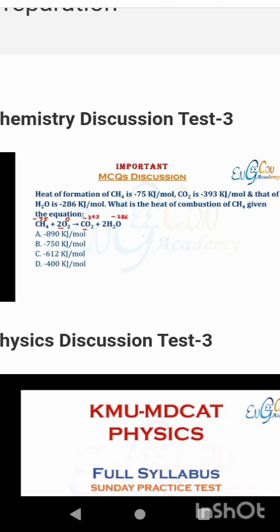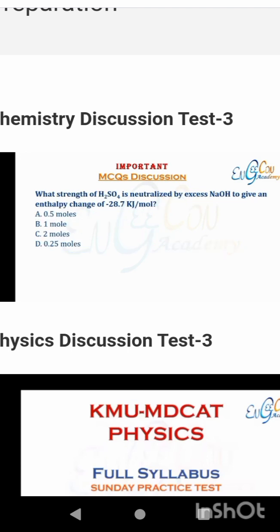Heat of combustion would be heat of products minus heat of reactants. For heat of products we have 1 CO2, that is minus 393, plus 2 H2O, which is minus 286 into 2. And we subtract the heat of reactants, so we have 1 CH4, it is minus 75. By simplifying it, we get minus 891 kilojoules per mole.